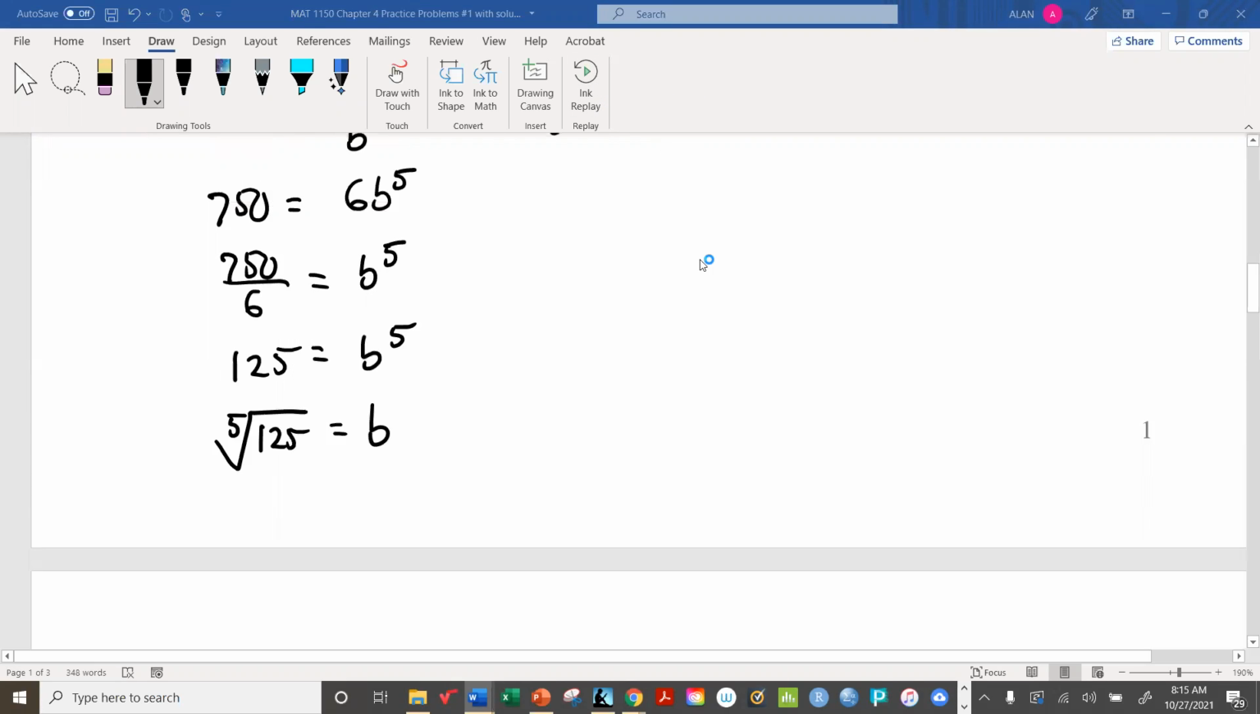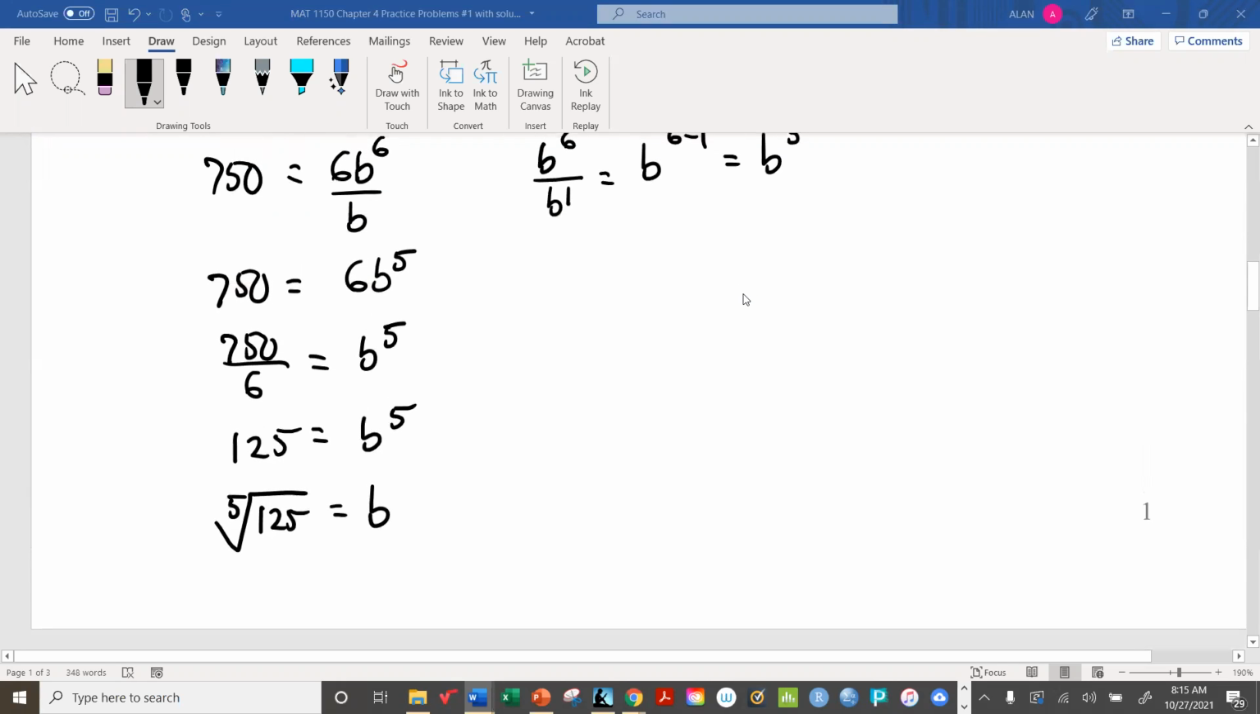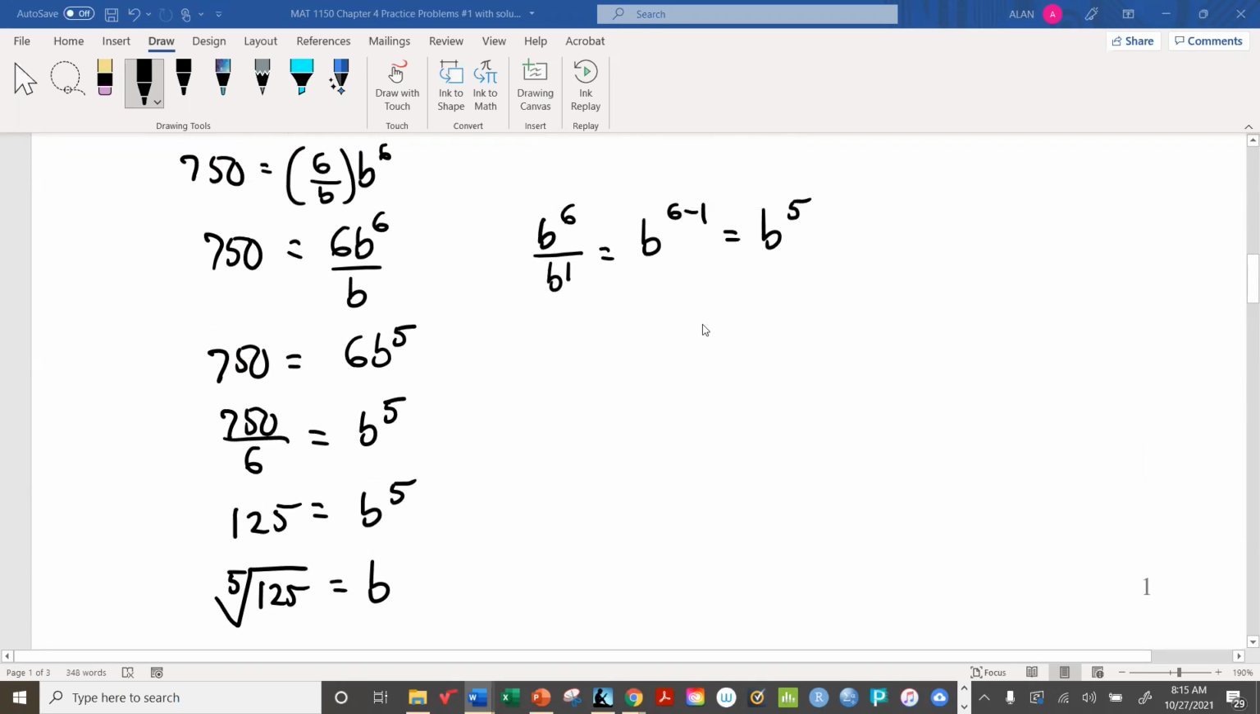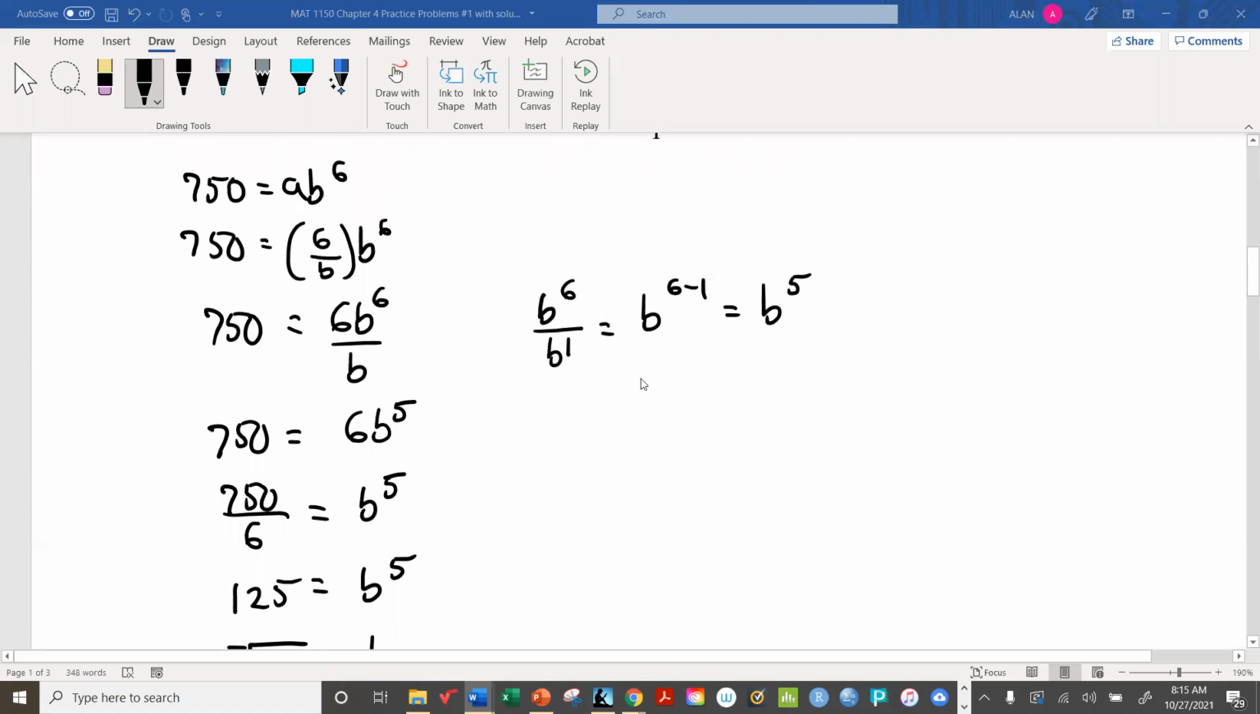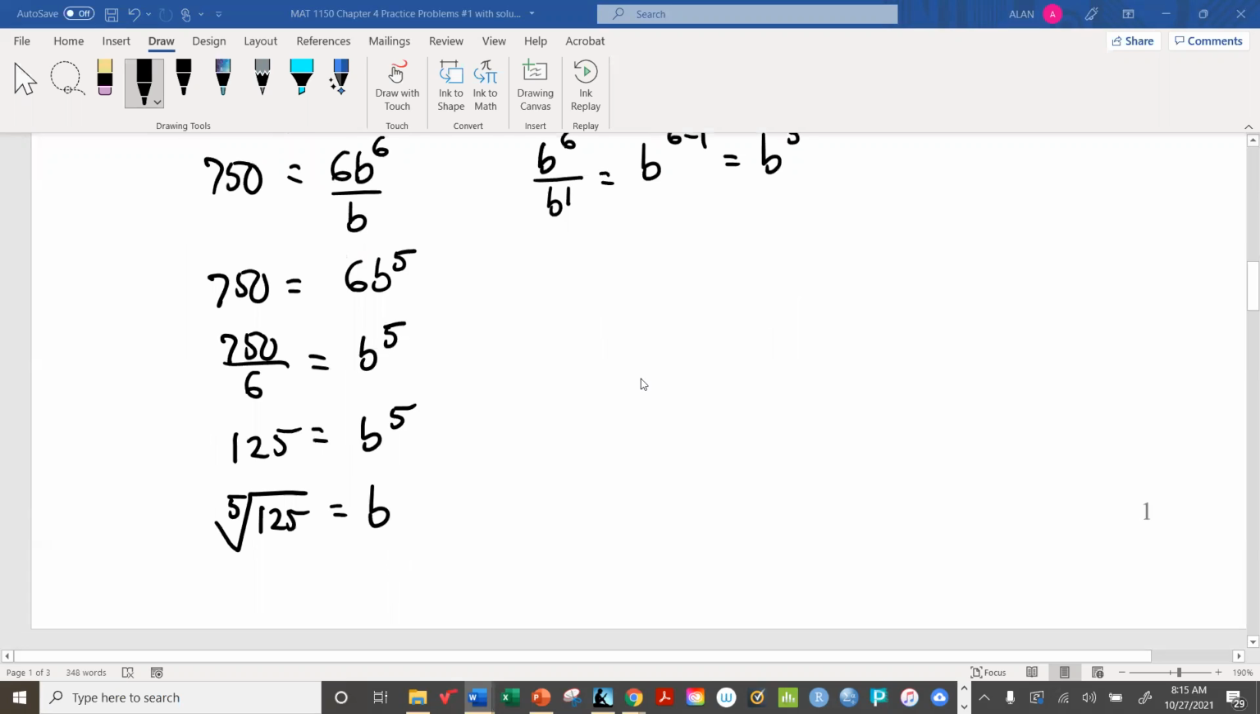Yes, Fernando. Couldn't we have square root 6 with 750 earlier, or no? Couldn't we like square root it when it was 750 equals b to the 6th power? I'm not sure what you mean. Since now you square rooted from both sides to get b by itself. Oh, we're not square rooting it. This is the 5th root. Oh, it's the 5th root? Oh, my bad. Yeah. You see, there's the thing, because 125 is b to the 5th.